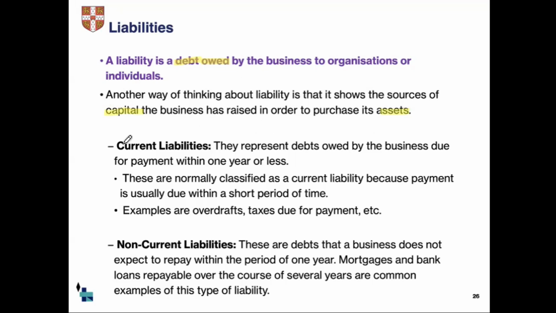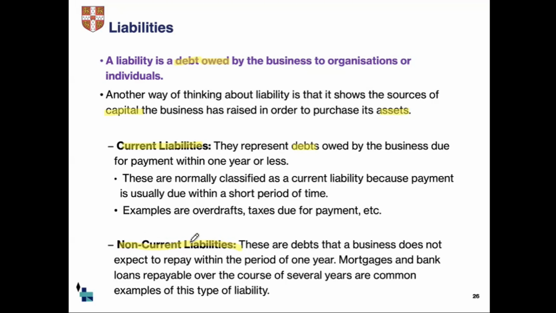Also for liabilities, we have current liability and then we have non-current liability. The same determinants of what is current apply here. Current liabilities represent debts owed by the business which are due for payment within 1 year. So any debt owed by the business that must be paid within 1 year is a current liability. The opposite is that if there are debts that a business does not expect to pay within a period of 1 year, then they are non-current liabilities.